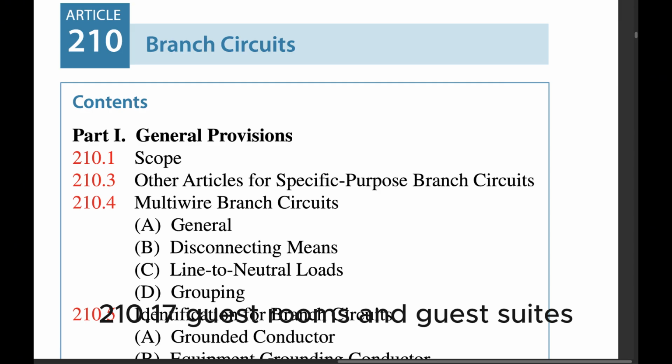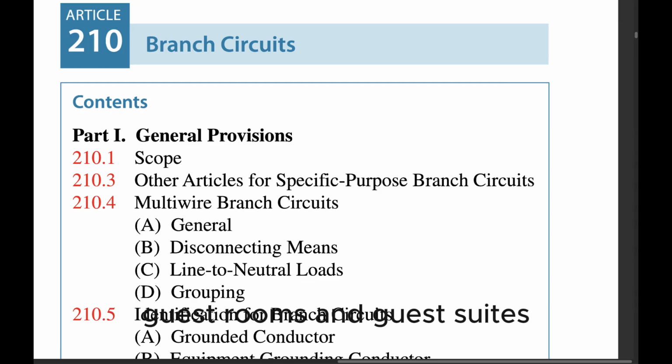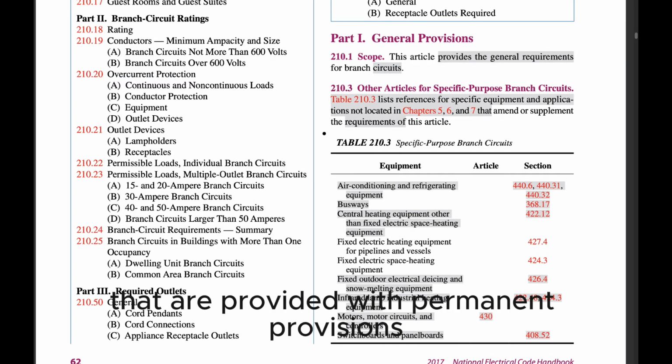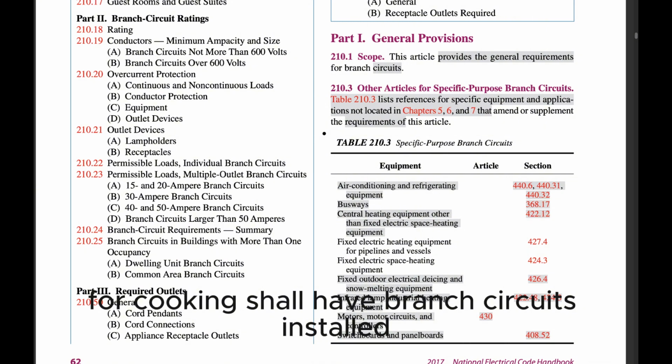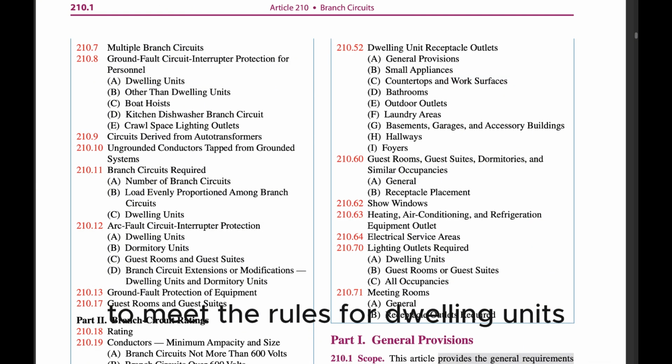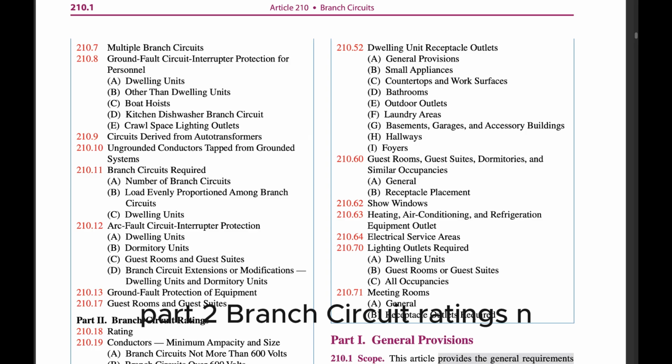210.17 Guest rooms and guest suites. Guest rooms and guest suites that are provided with permanent provisions for cooking shall have branch circuits installed to meet the rules for dwelling units. Part 2. Branch circuit ratings.